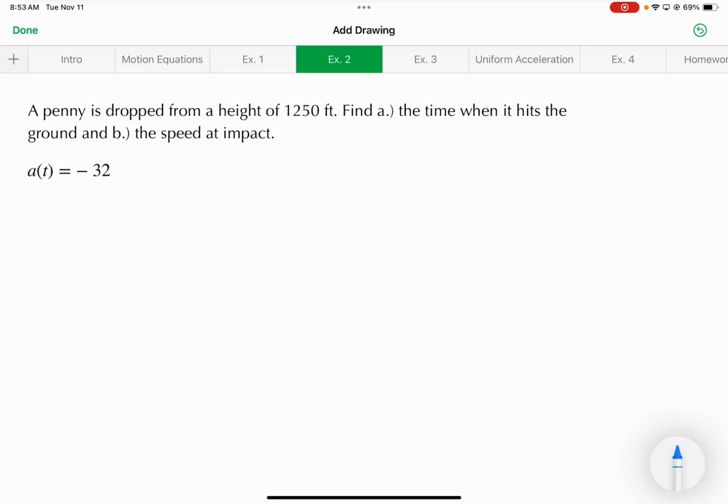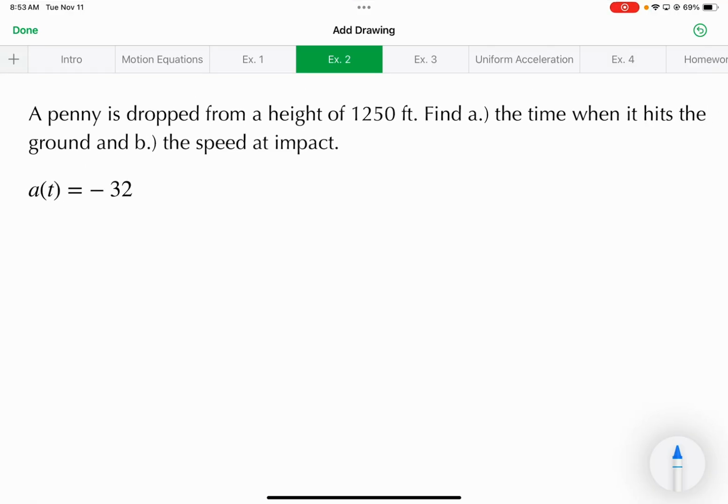All right, cool. Now, let's do some context. A penny is dropped from a height of 1,250 feet. We want to find the time when it hits the ground and the speed upon impact. They give us our acceleration function, a equals negative 32. They won't always do that in your textbook, so you have to keep in mind that our starting point is our acceleration.